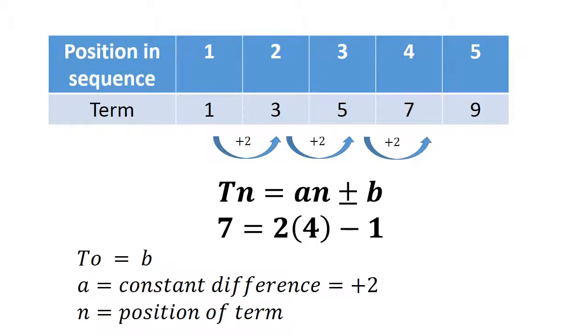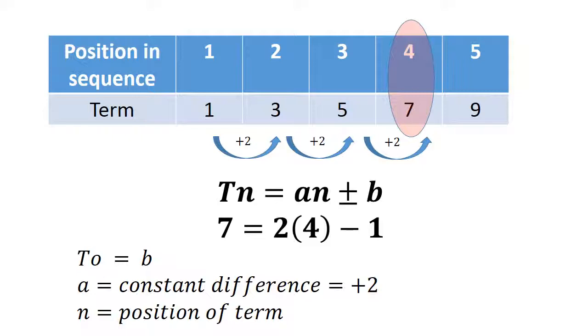So we have now the formula Tn equals An plus or minus B. If we look at number 7, the fourth position, we're going to see it is equal to 2 because we plus 2 to each term. In brackets is fourth term. And then again, to balance this, we have to subtract 1.